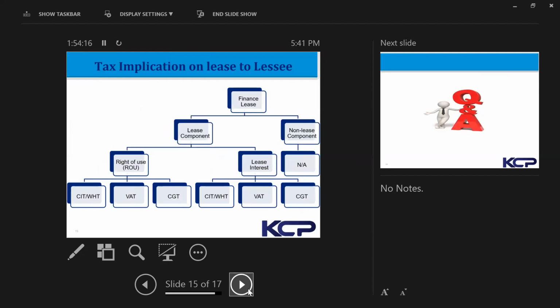So let's look at the tax implication of finance lease to a lessee: the lease component and the non-lease component. On the non-lease component, no tax is applicable. Do you understand? On the lease component, you will further separate it into right of use of assets and the lease interest. That lease interest is allowable for CIT. It's not that you are paying tax on it, but it is an allowable expense for CIT. So it has a CIT implication. If you report a lease interest, depending on the transacting party, it could be liable to withholding tax.